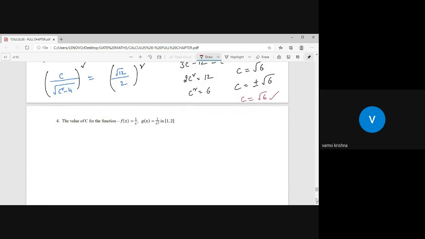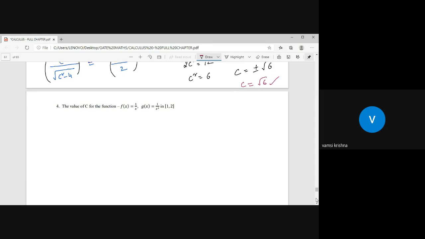So I finished the questions in Lagrange's model. I solved Rolle's theorem, and the only thing left is Cauchy's. So if I solve this model question, then I can cover Cauchy's theorem also. Let us see this Cauchy's.